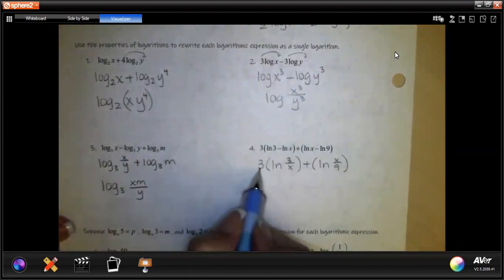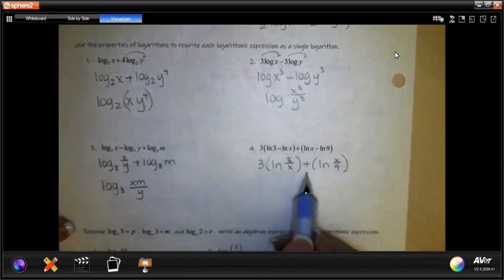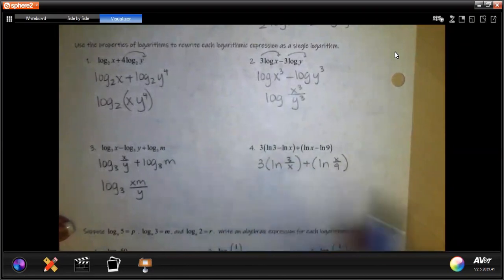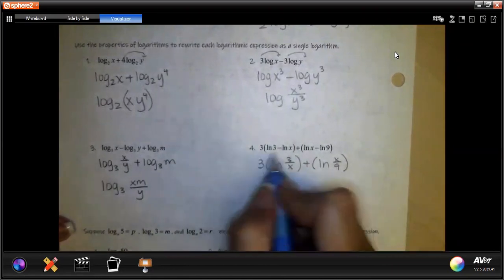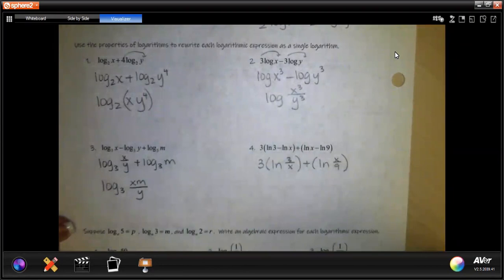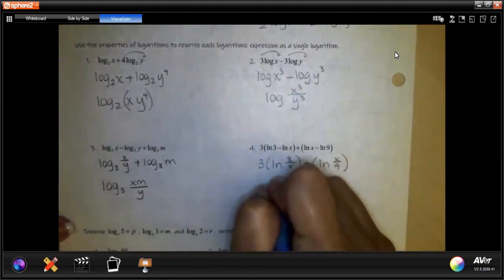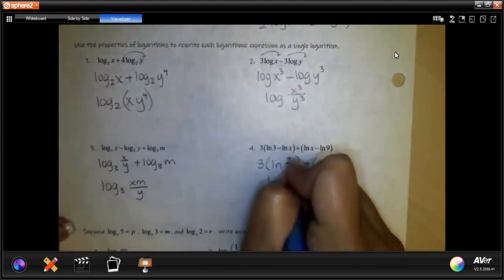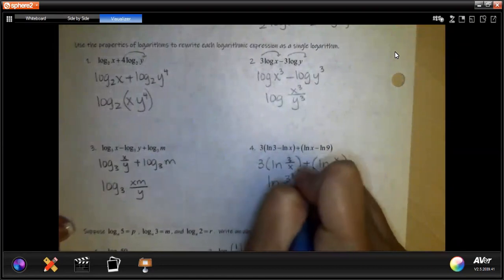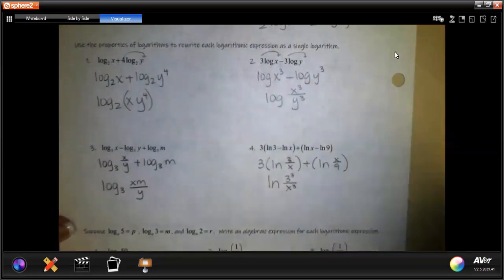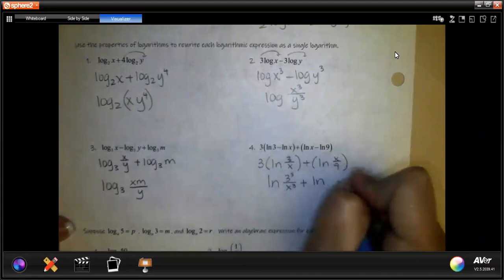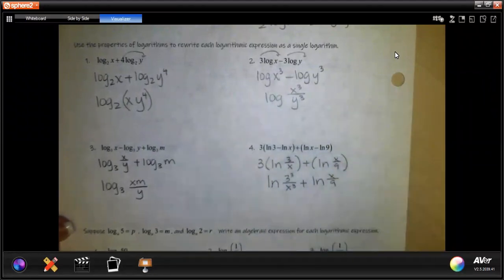Now I need to get rid of this 3 in order to be able to simplify this addition part in the middle. So I'm going to bring that up. That would be the power, and that would be the power to both of those. So I'm going to get the natural log of 3 to the third and x to the third plus the natural log of x over 9.